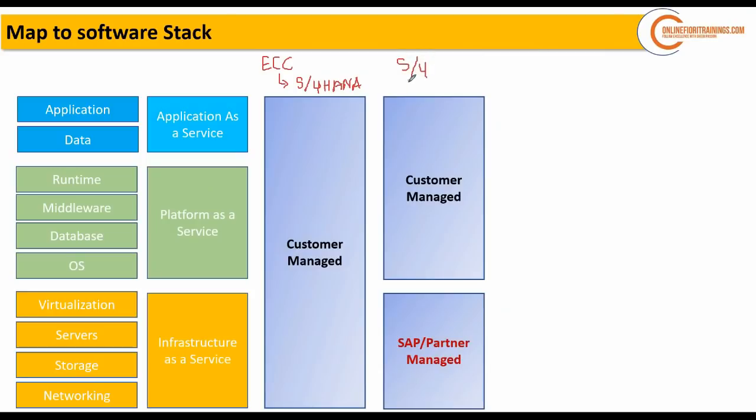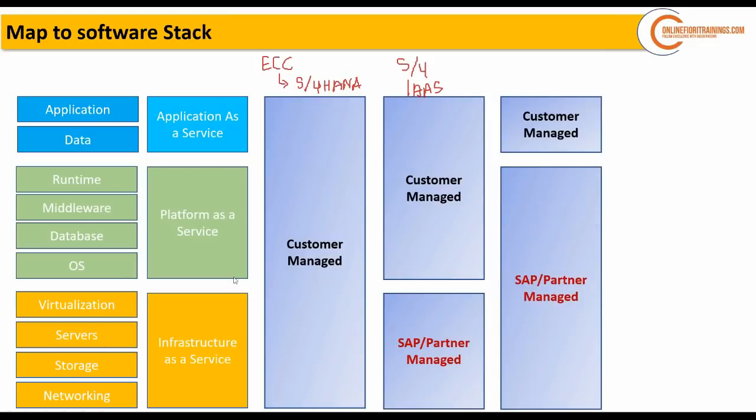So we call it SAP S4HANA IaaS, infrastructure as a service option, where the customer is going to manage the platform and the application, but the infrastructure is managed by an SAP partner or by SAP. The third option, which is also there now based on the kind of setup you do, is you will outsource the platform and infrastructure to SAP and its partner, and then only the software part is what you are going to manage.